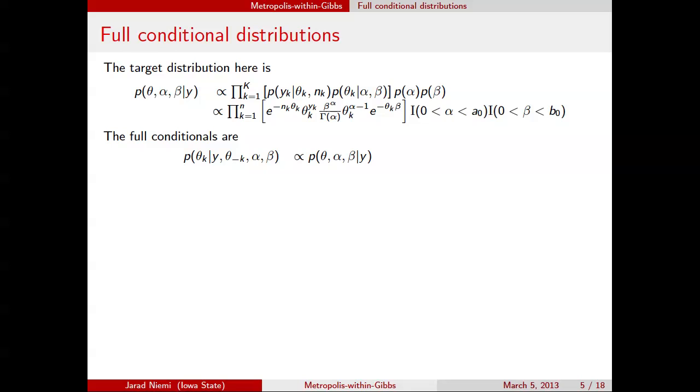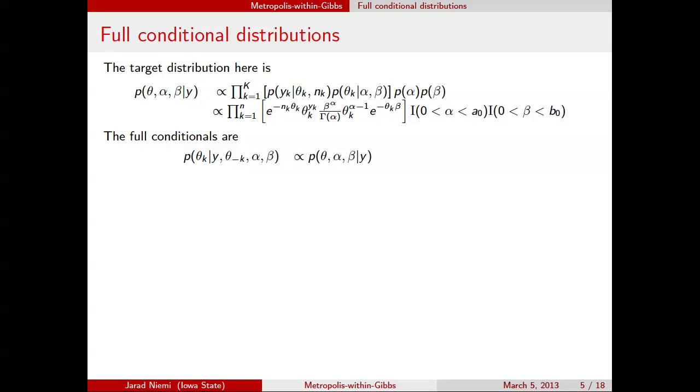All right, so first here is the full conditional for the expected death rate of county K. The full conditional part means that we're going to condition on everything else that's in the model. So we're conditioning on the data, we're conditioning on all the other thetas. That's why we have theta minus k. And we're conditioning on alpha and beta.